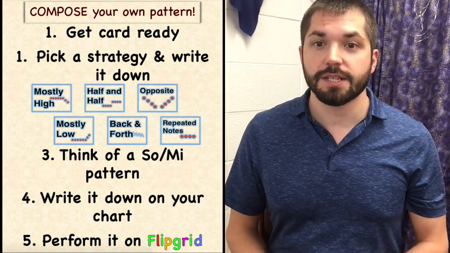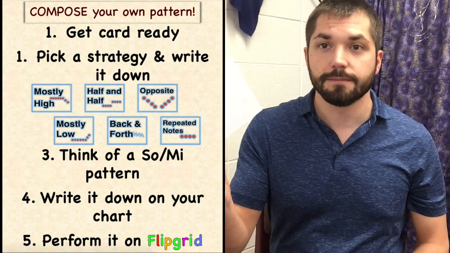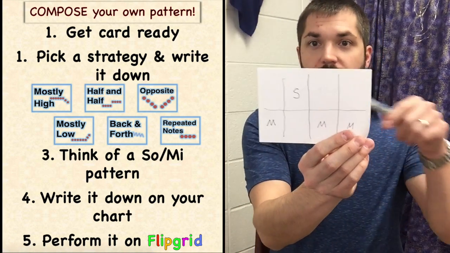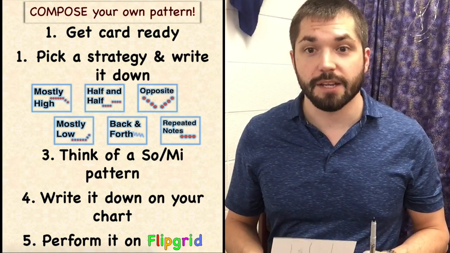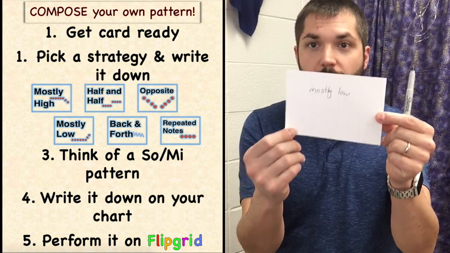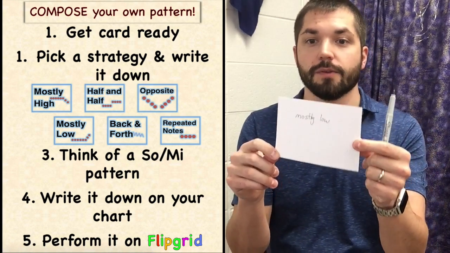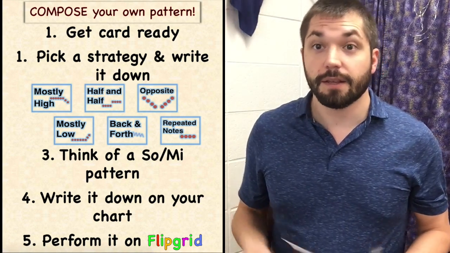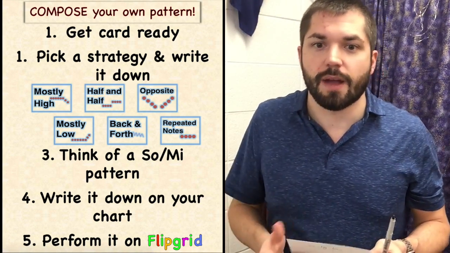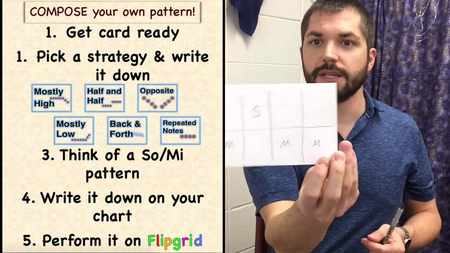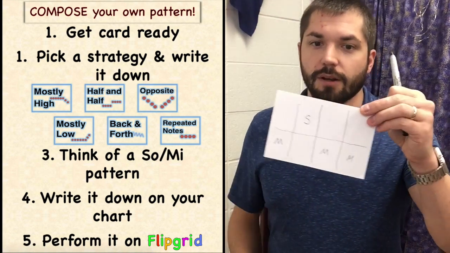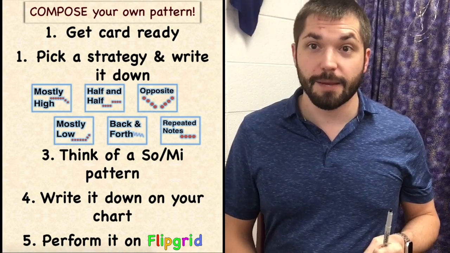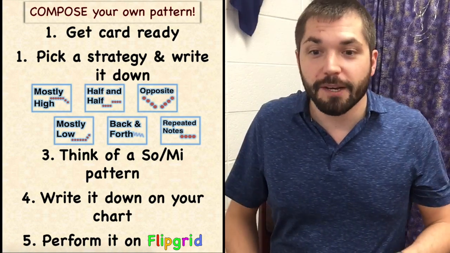All right, I hope you had fun making your own pattern. Just to review, our steps were we got our card ready first. We drew the lines to divide it into 8 boxes with high and low. And then we picked a strategy and we wrote it down on the back. I picked mostly low. You could pick any one of those 6 there. Then we had to think of a so me pattern that matches our strategy. So mine was mostly low, so I picked mostly low. Me, so, me, me. And then we wrote it down on our card. And the final step, of course, was please perform it on Flipgrid for me.